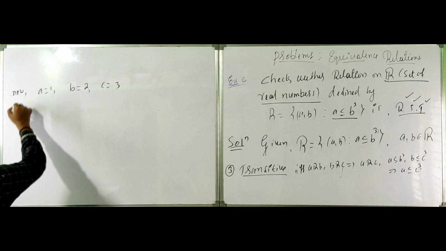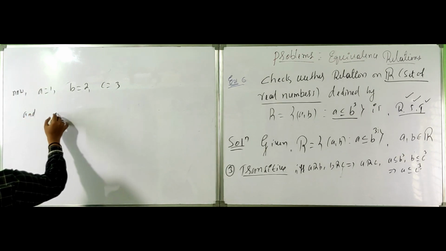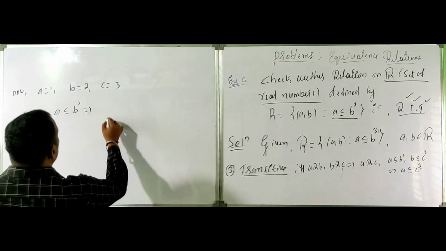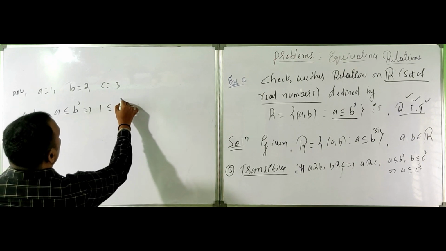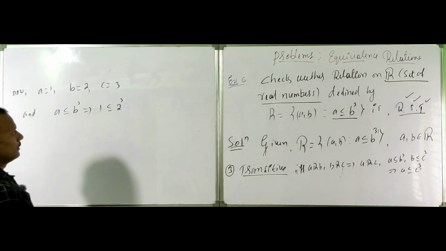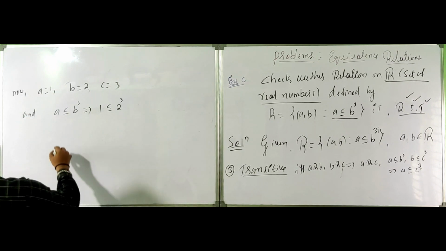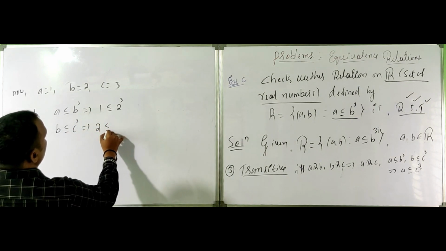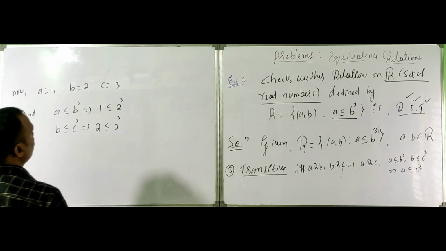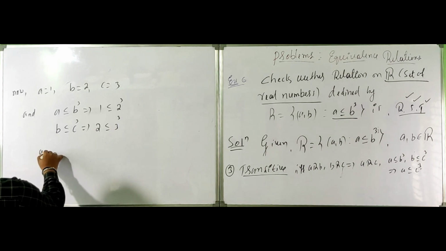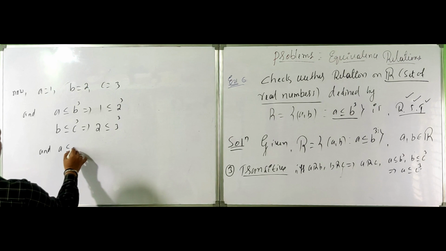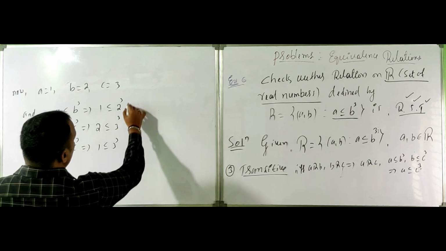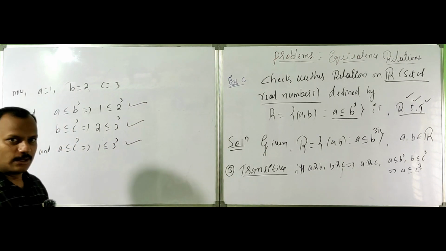Now a is less than or equal to b cube implies 1 is less than or equal to 2 cube, right, this is right. And b is less than or equal to c cube implies 2 is less than or equal to 3 cube. And a is less than or equal to c cube implies 1 is less than or equal to 3 cube. This is true, this is true, this is true, only for the positive values.